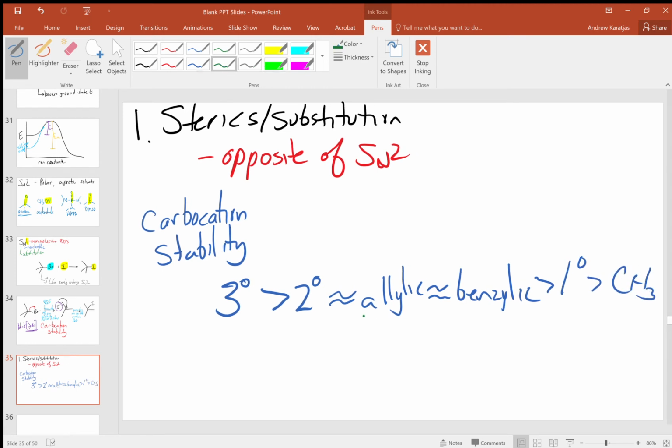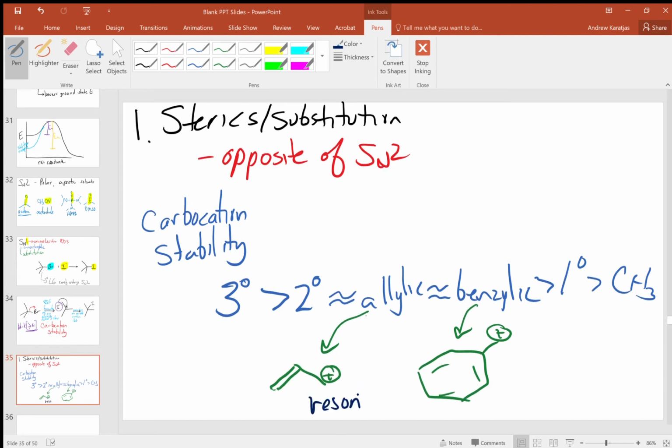If you've forgotten what these terms mean, allylic means that the carbocation is adjacent to an alkene, and benzylic means that the carbocation is adjacent to an aromatic ring. And in both cases, both the allylic and benzylic cation are resonance stabilized.